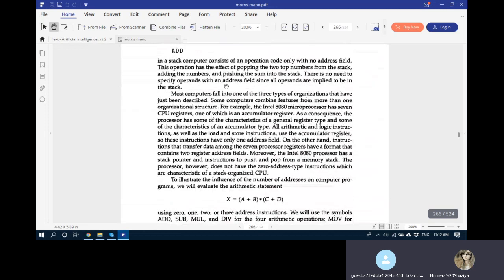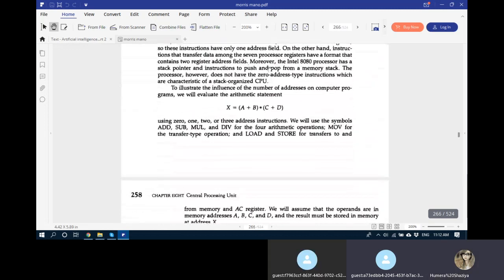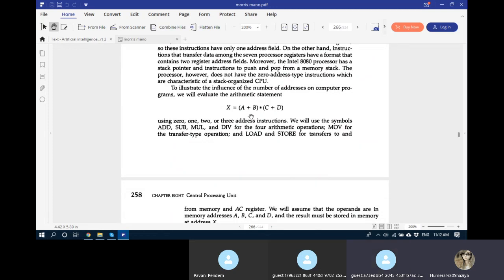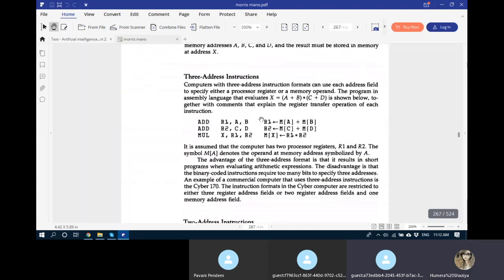Next, we will look at how the number of addresses is defined for different instructions. We will look at an example. This is an example of a three address instruction. What do you mean by three address instruction? Here you see this is the opcode, operation code, and these are the three addresses. So this is called a three address instruction.